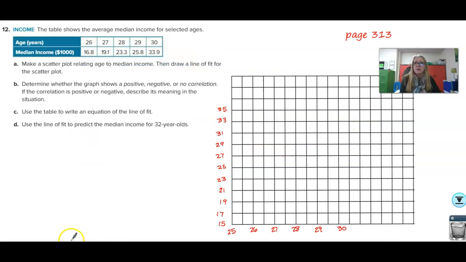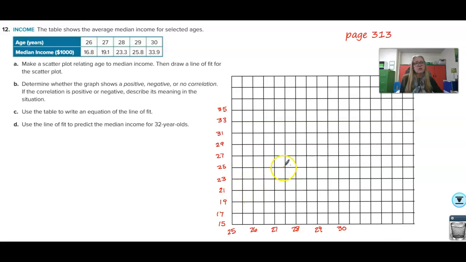Okay. Here we have another one of these really long problems. We have median income, how much you make depending on how old you are. I would expect the older you get, the more money you make. So it's probably a positive correlation. Make a scatter plot, draw a line of fit. Determine whether the graph shows positive, negative, or no correlation. If it shows positive or negative, describe the meaning, just like what I said, the older you get, the more money you make. Use the table to write an equation of the line of fit, okay?